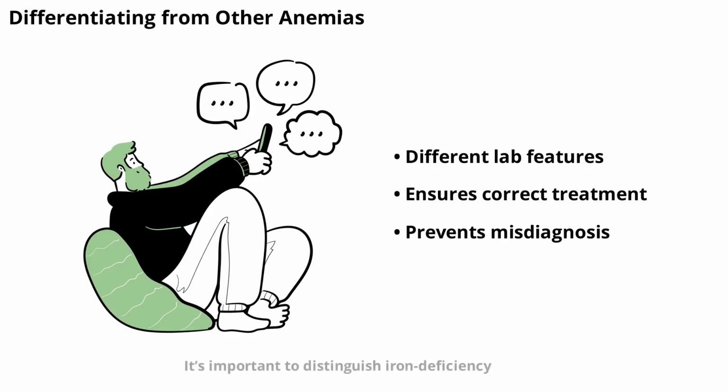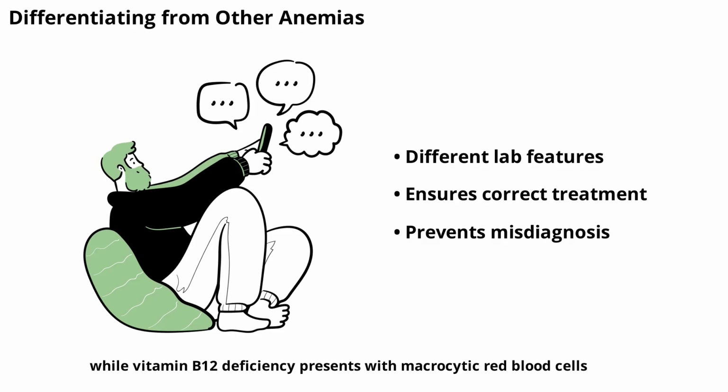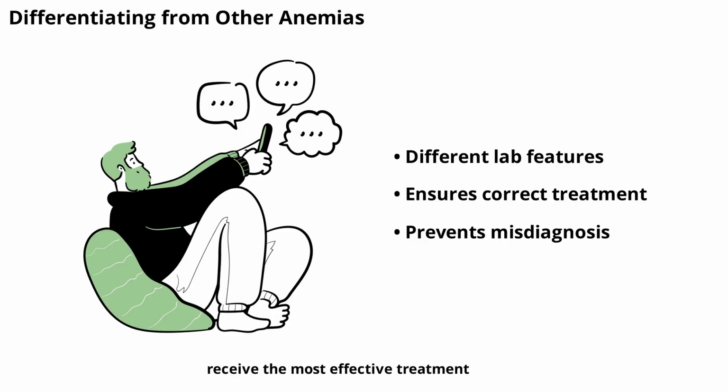It's important to distinguish iron deficiency anemia from other types of anemia, such as anemia of chronic disease, vitamin B12 deficiency, or thalassemia. Each type has distinct laboratory features. For example, anemia of chronic disease often shows normal or increased ferritin and low TIBC, while vitamin B12 deficiency presents with macrocytic red blood cells. Accurate differentiation ensures that patients receive the most effective treatment.